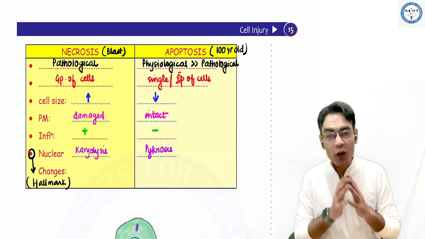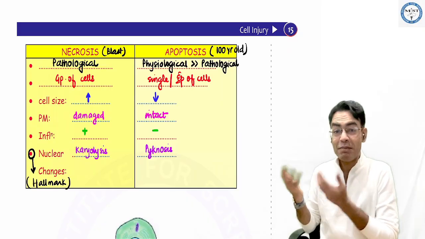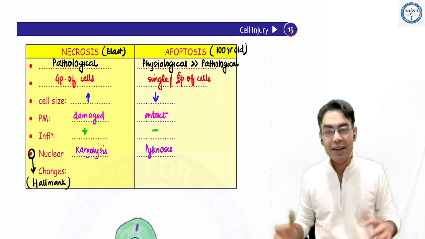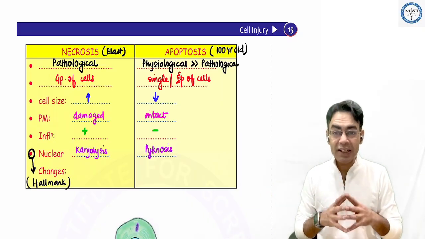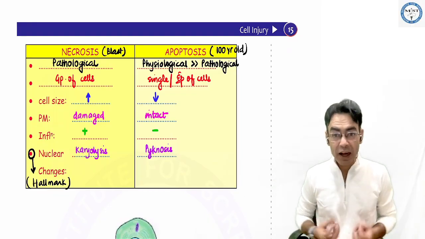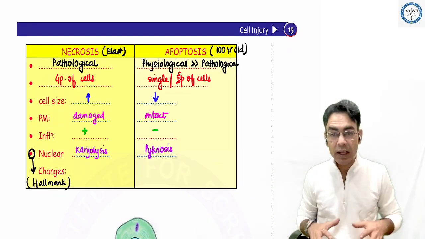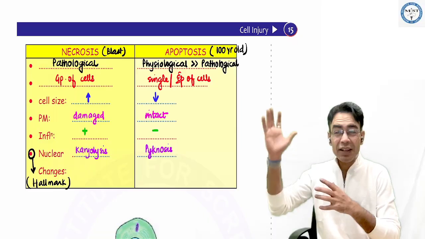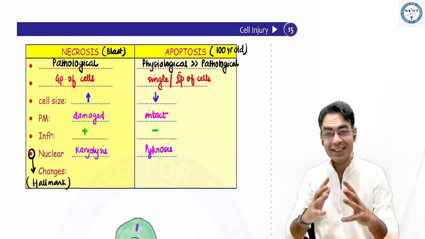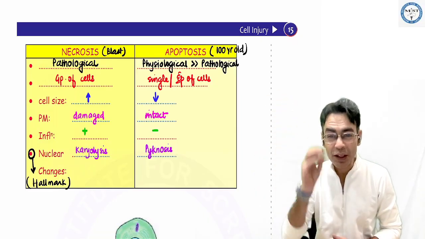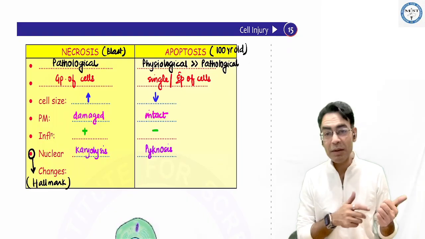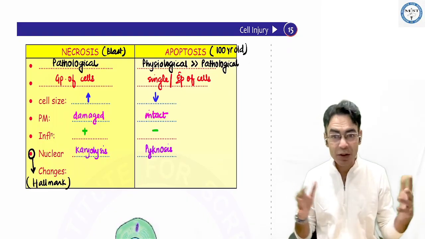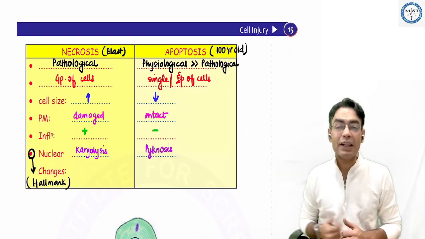In necrosis, there will always be a group of cells. In apoptosis, it can be a single cell dying or multiple cells dying. In necrosis, the cell size, the overall area it will take after a blast, will be more. And in apoptosis, because it's a 100-year-old, it shrinks because there is formation of apoptotic bodies, small bodies.